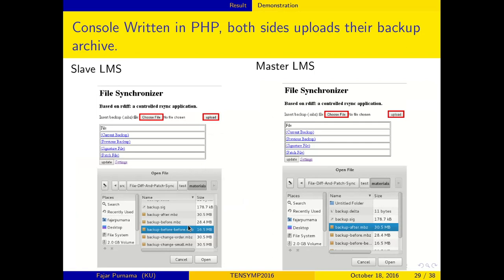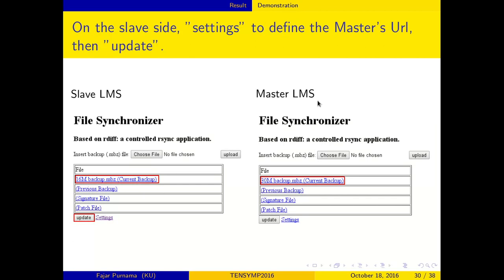And then we have the result section. On the first slide of the result section, we would like to show a demonstration of the application. This is a console, a beta console written in PHP. Both sites upload their backup archive. So here it is still manual though. We can see that both sites have uploaded their course backup archive. The one on the slave LMS has the old backup file, which is 16 megabytes, and the master side has a new backup file, which is 30 megabytes.